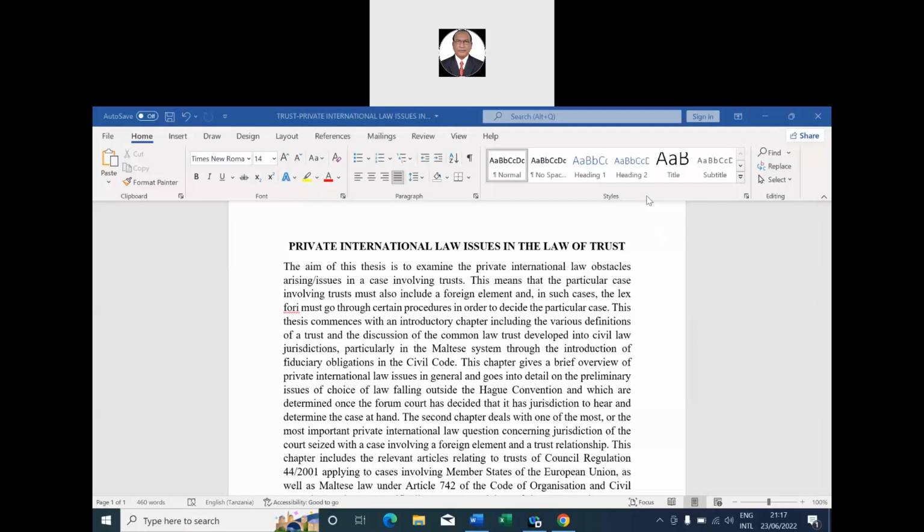Now, the private international law issues in the law of trust. Of course, this is one of the theses, and the abstract is given that gives the gist of it. The aim of this thesis is to examine the private international law issues arising in cases involving trust. Where the trust is involved, at that instance, how the conflict could be resolved.